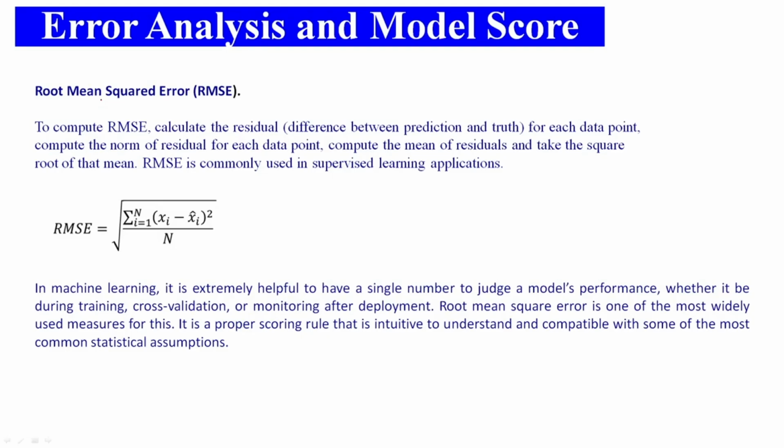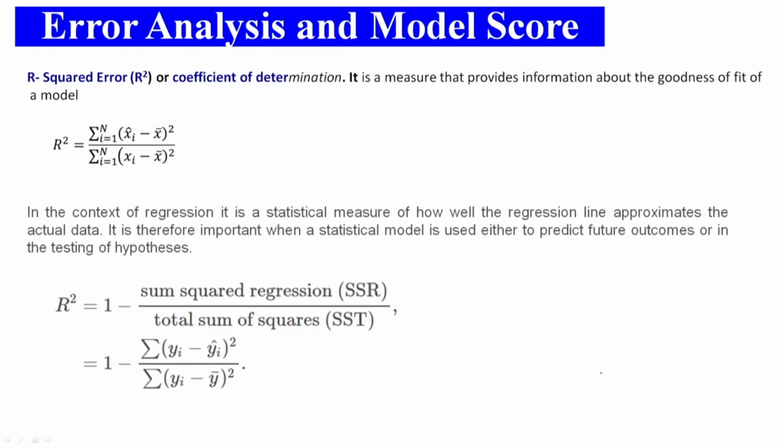It calculates basically the residual. In machine learning, the residual is widely used. There are a lot of models which are actually developed based on residual corrections. And residual is the difference between a prediction and the truth for each data point, and it is defined like this. Basically, you are taking a root of MSE, and you can see that it is extremely helpful to have a single number to judge model performance, whether it is used during training, cross validation, or monitoring even after deployment. Root mean square error is one of the most widely used measuring quantities. So, therefore, this is more widely used than the MSE and MAE.